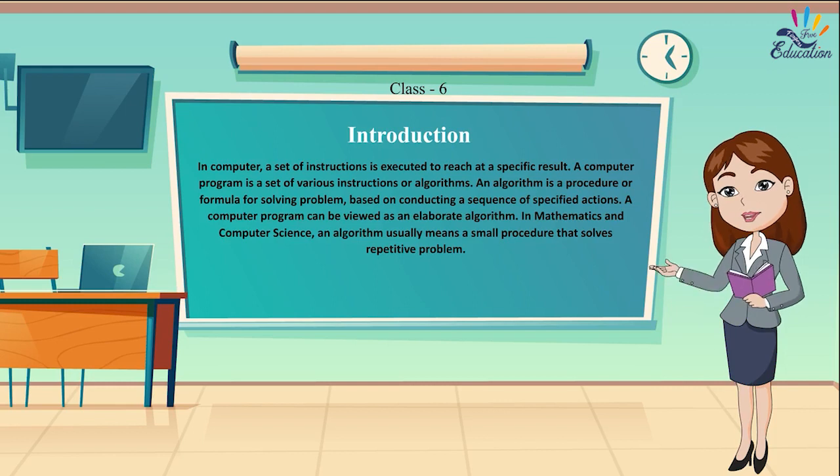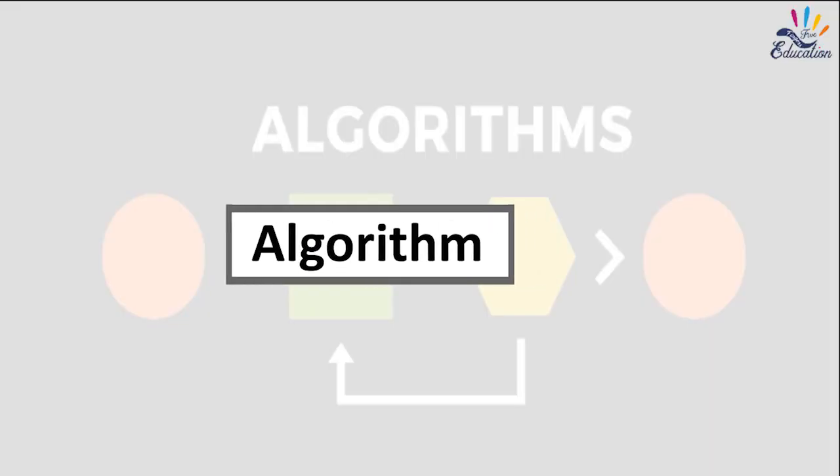A computer program is a set of various instructions or algorithms. An algorithm is a procedure or formula for solving a problem based on conducting a sequence of specified actions. A computer program can be viewed as an elaborate algorithm. In mathematics and computer science, an algorithm usually means a small procedure that solves a repetitive problem.